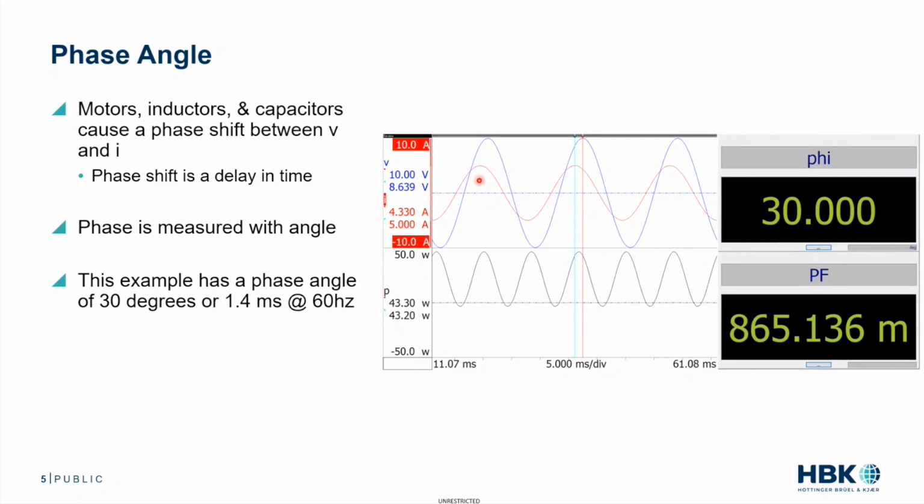Well, here's an example where we just added a 30-degree phase angle. Our power factor, which is the cosine of the angle, is 0.865. And these are all screenshots from our software. This is not meant to be a sales pitch, but it's just what I used.